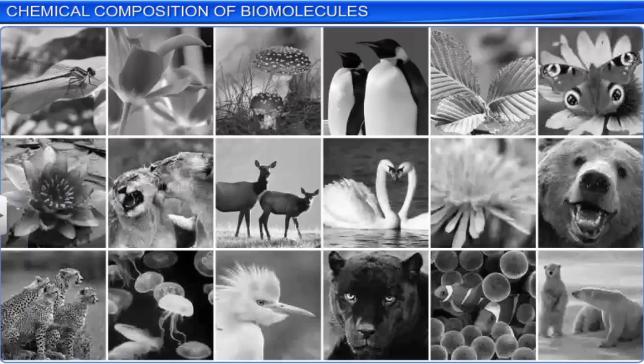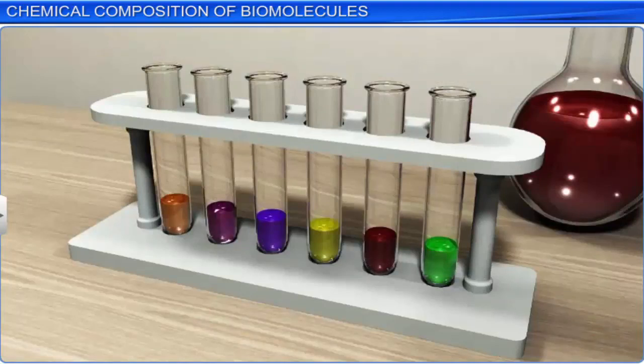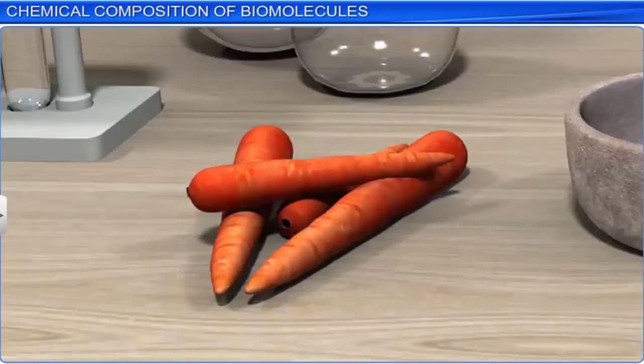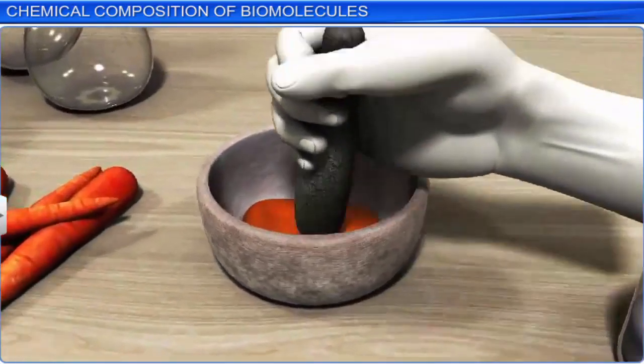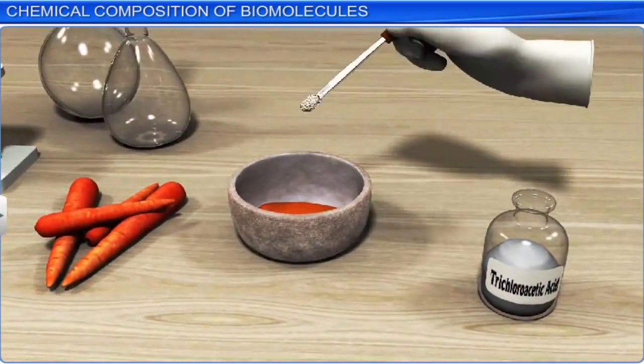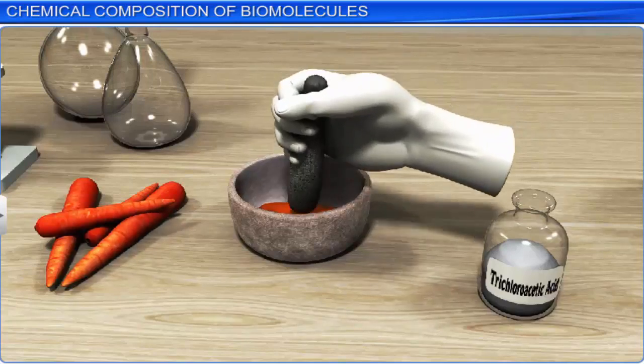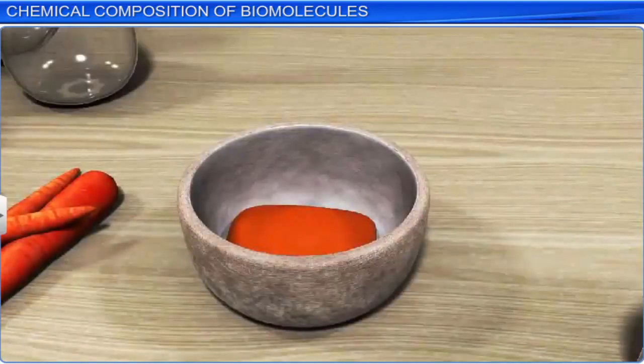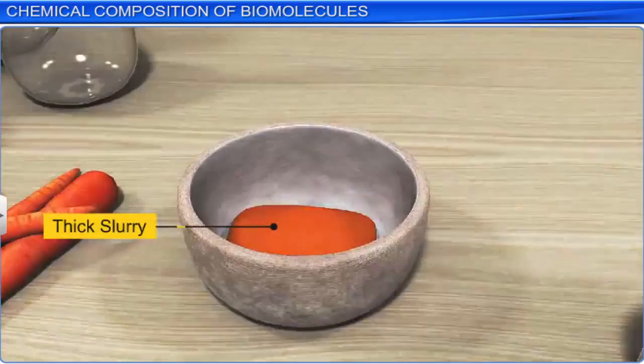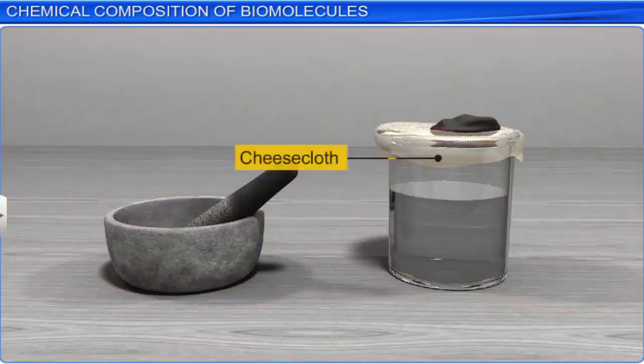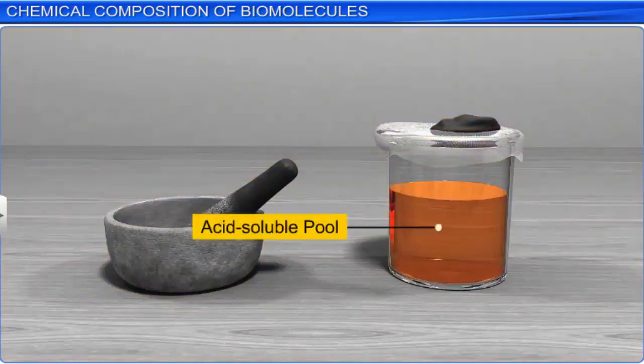To ascertain the chemical composition of organic compounds in a living organism, we perform chemical analysis. For example, to find the chemical composition of a living tissue, such as a vegetable, we first grind it in trichloroacetic acid. As a result, we obtain a thick slurry. Now we strain this slurry through a cheesecloth to obtain two fractions. One fraction is the filtrate or the acid-soluble pool, and the other fraction is the retentate or acid-insoluble fraction.